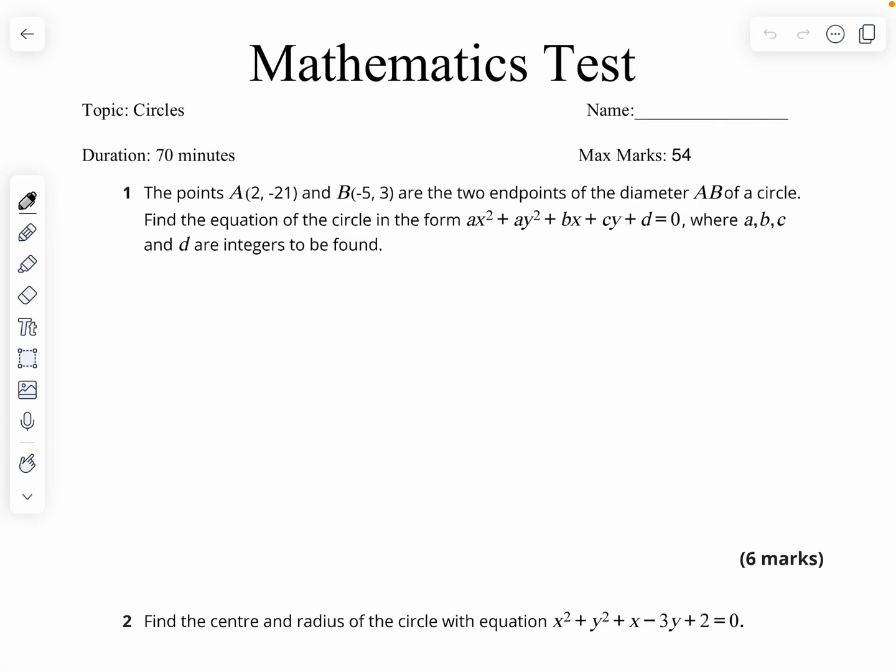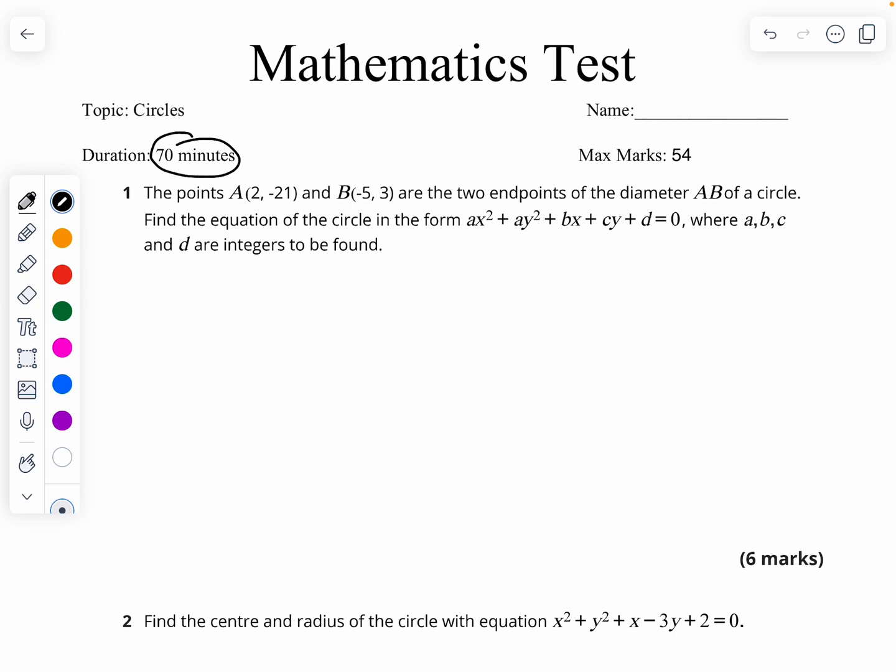This is some past paper questions based upon circles from CIE A level 9709 paper 1. So this is a short test for 70 minutes having very important questions, and let's see clearly how we shall solve it out. We shall do it very slowly and carefully.